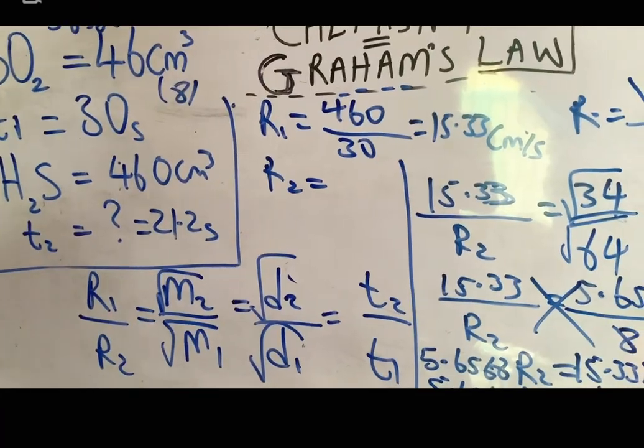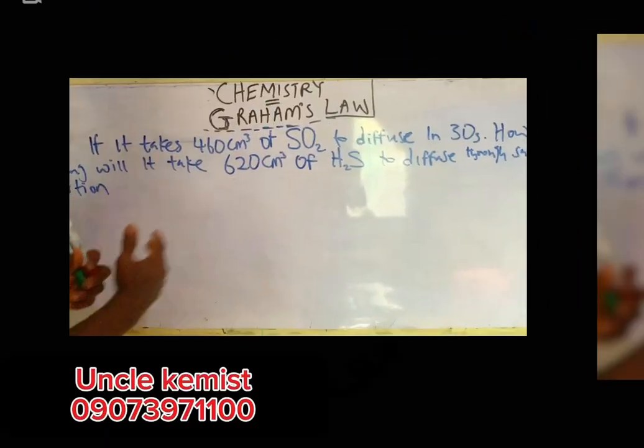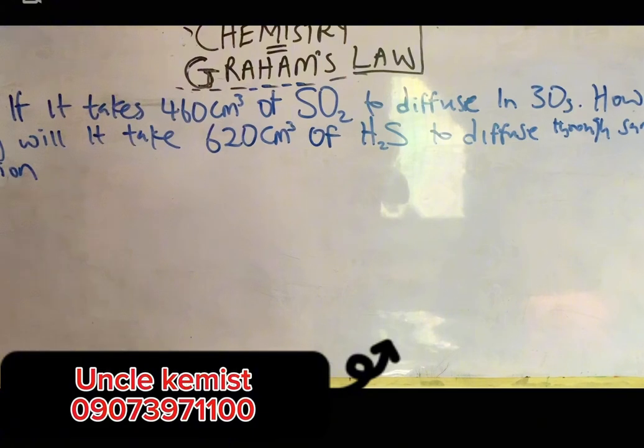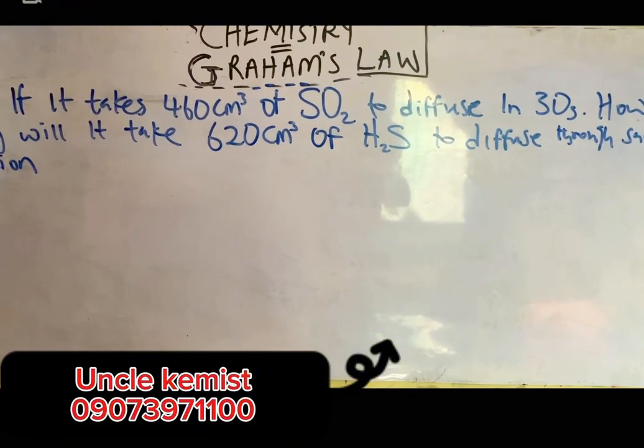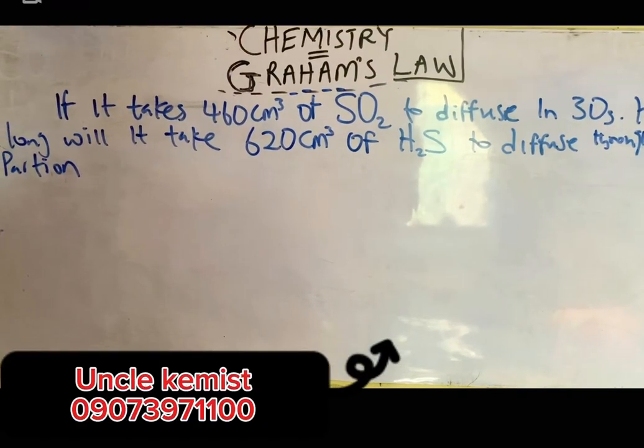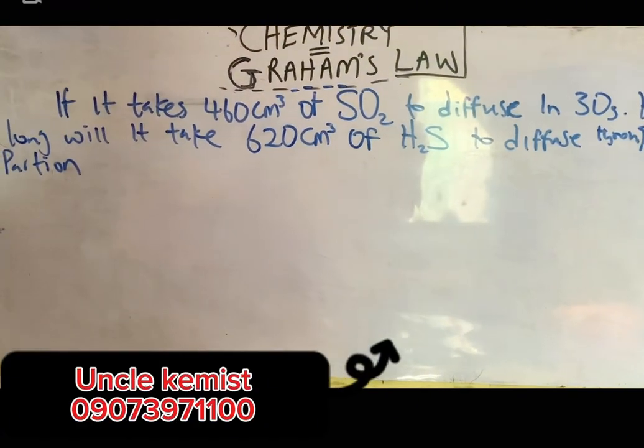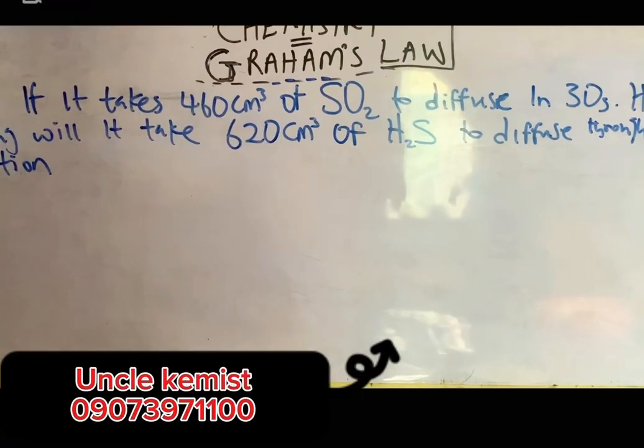So I'm going to give you a question for you to try. Let's go to the next part. Now look at this question that we have on the board. It says, if it takes 460 cm3 of sulfur 4 oxide to diffuse in 30 seconds, how long will it take 620 cm3 of hydrogen sulfide to diffuse through the same partition? So you are going to use the same formula that I applied to get this question.